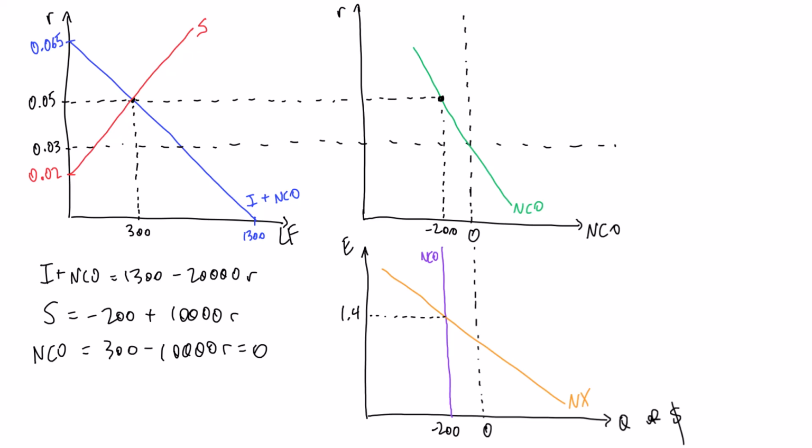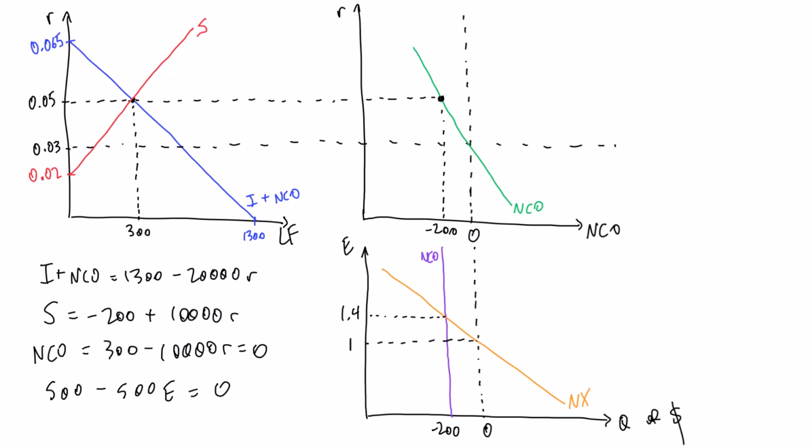The last thing I want to note on this graph is the point where NX crosses over the 0 line. That gives us exactly balanced trade, and that's going to happen where 500 minus 500E is equal to 0, and we can see that that's going to happen where E equals 1. And so I'm going to go ahead and graph that in.